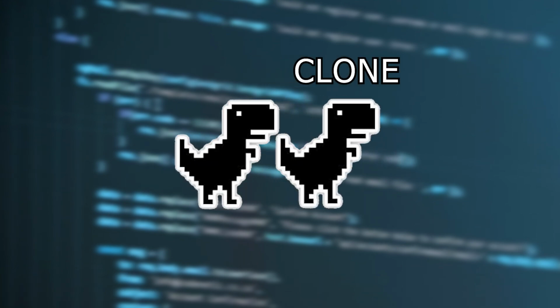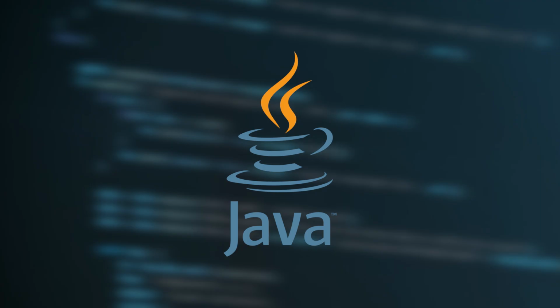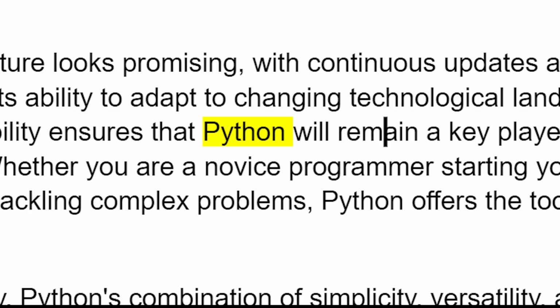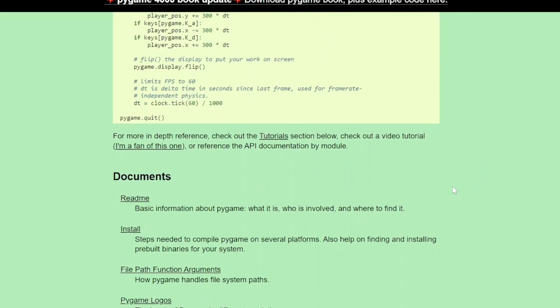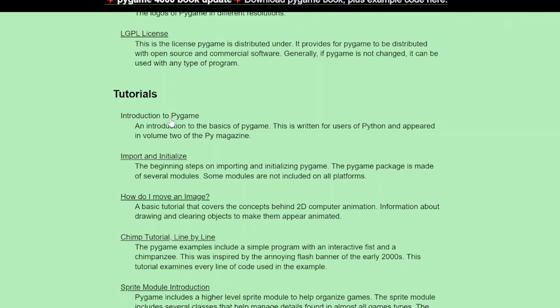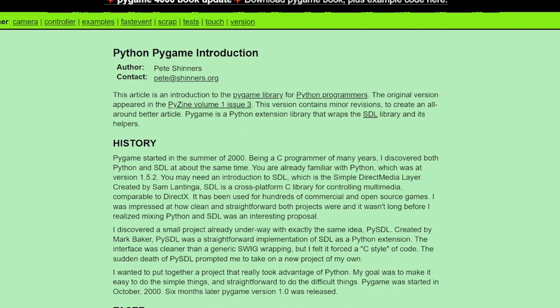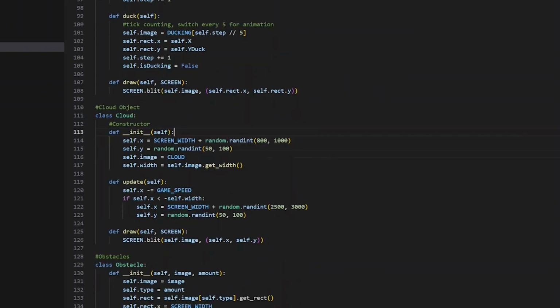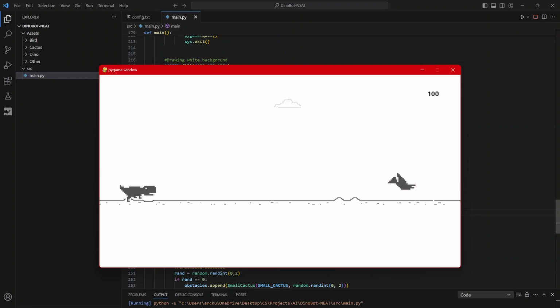The first step in my grand plan required me to create a clone of the famous Chrome dinosaur. I normally use Java to code, but during all my research, one word kept showing up: Python. Now, one good thing I learned about Python is that there are a lot of resources on its library Pygame. So using Pygame and some online tutorials, I was able to develop this almost exact replica of the real game. Now it's time to teach the dinosaurs how to jump.